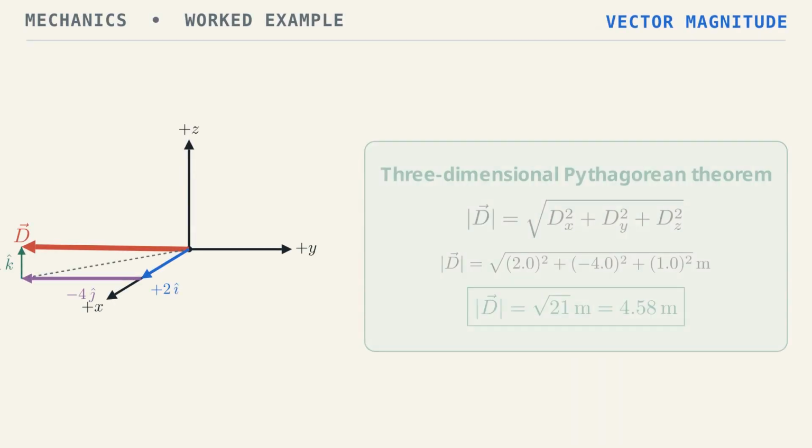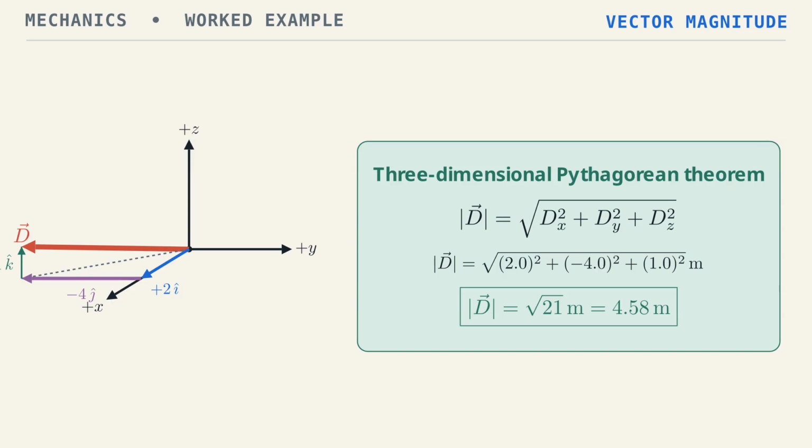Before finding any direction angle, calculate the vector magnitude. The three-dimensional Pythagorean theorem gives the square root of dx squared plus dy squared plus dz squared. For the components 2, -4, and 1, the sum of the squares is 21. Thus, the magnitude is the square root of 21 meters, approximately 4.58 meters. The negative y component is squared here, so it contributes positively to the magnitude.